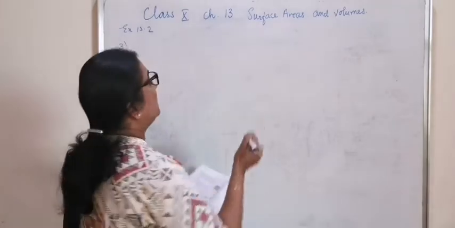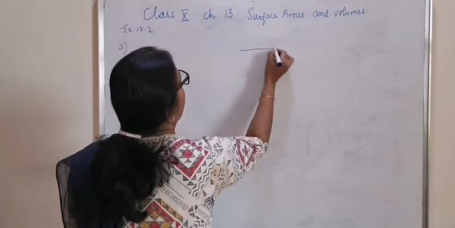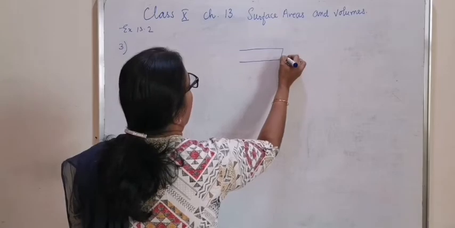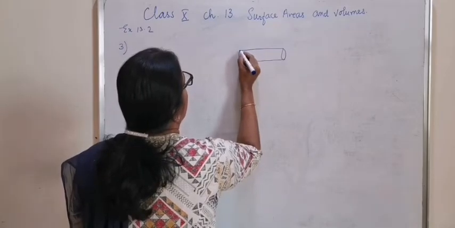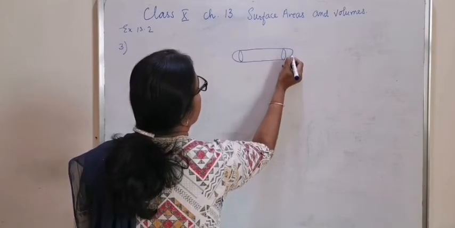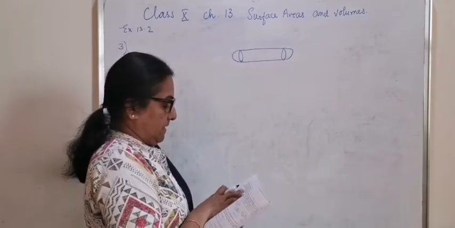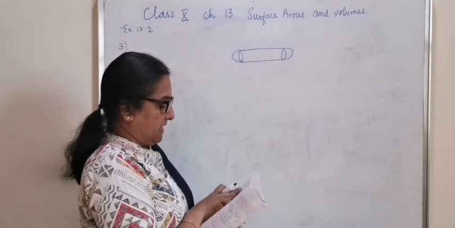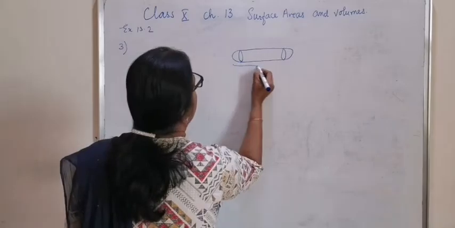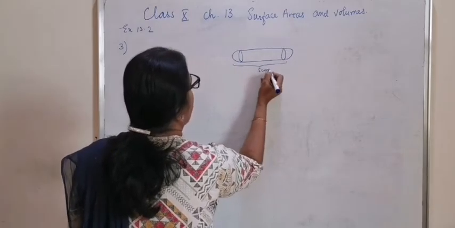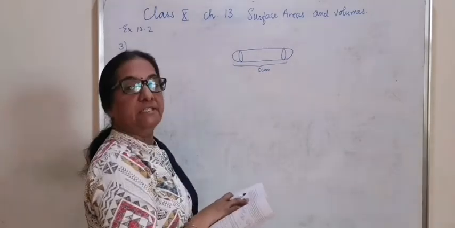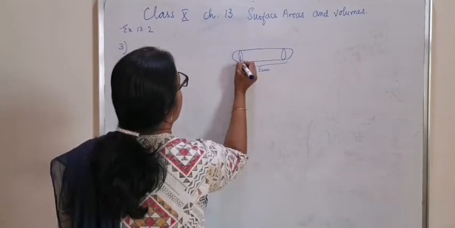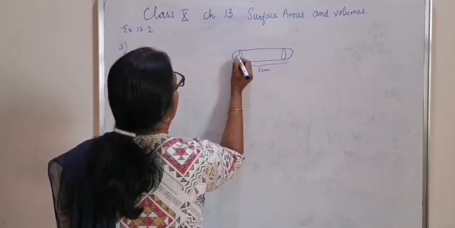A gulab jamun, the shape is cylindrical and two hemispherical ends. Each shaped like a cylinder with two hemispherical ends with a total length of 5 cm and the diameter 2.8. That means the radius is 1.4.